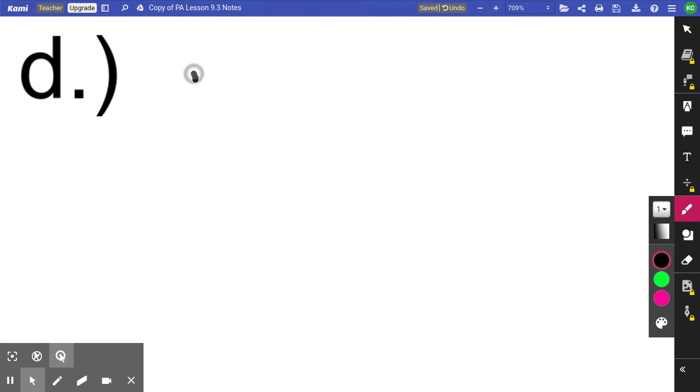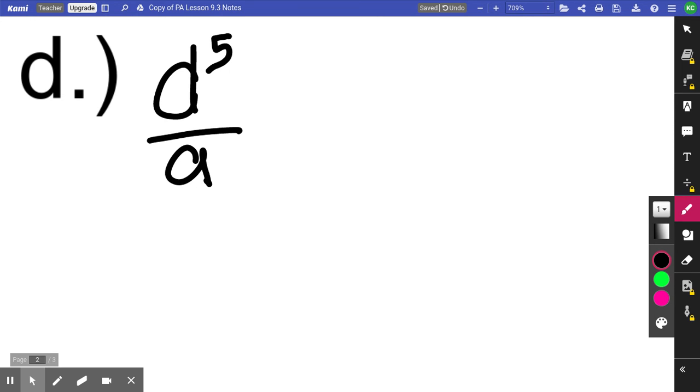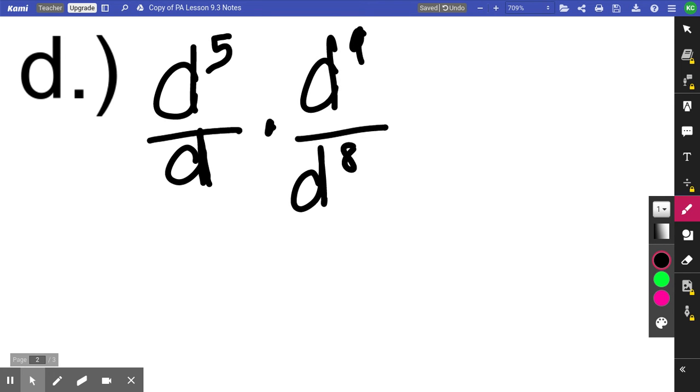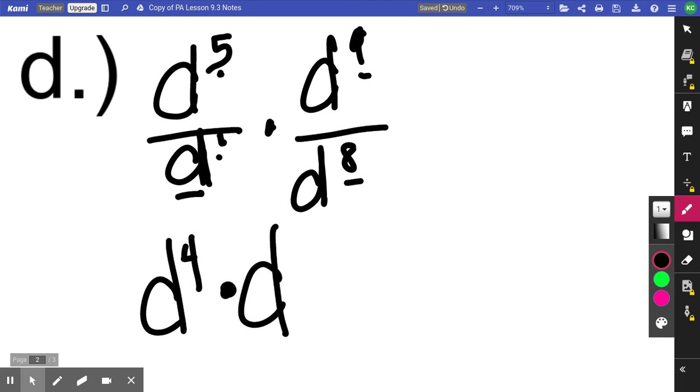Okay, for D, I'm going to have D to the 5th over D, times D to the 9th over D to the 8th. So let's go ahead and work our division problems first, which means I'm subtracting. Remember, if I don't have an exponent with a variable, there's going to be a 1 there. So I'm going to have D to the 5th minus the 1st, which is going to give me D to the 4th, times D to the 9th minus the 8th, which is just going to give me D. Now I have a multiplication problem, so I'm going to take D to the 4th. There's an understood 1, plus 1, so I'm going to get D to the 5th.